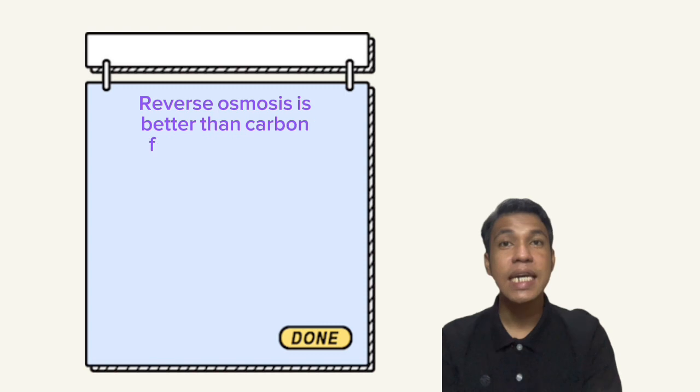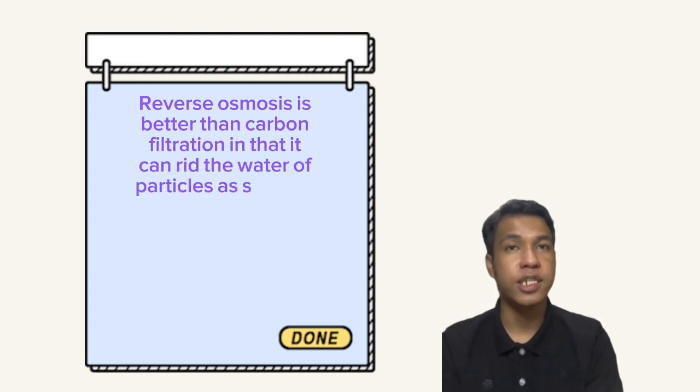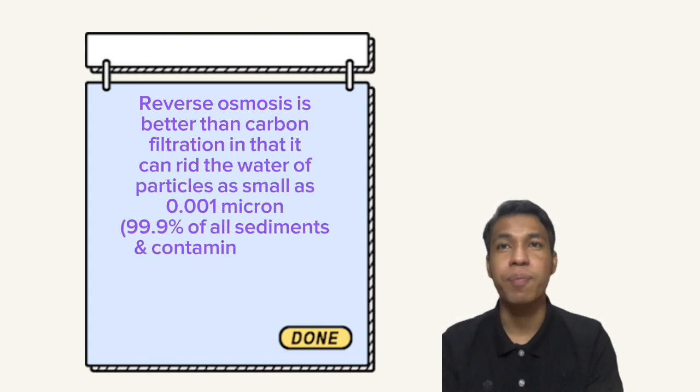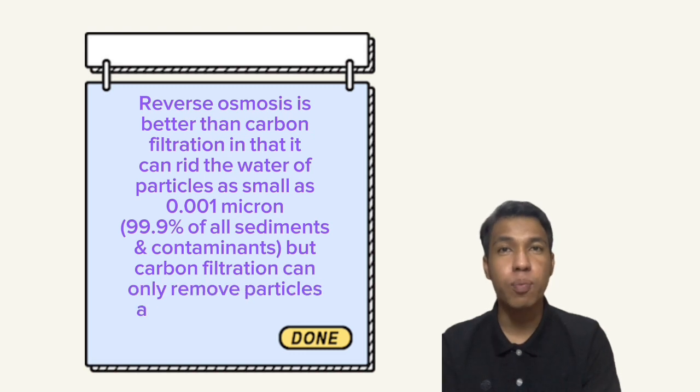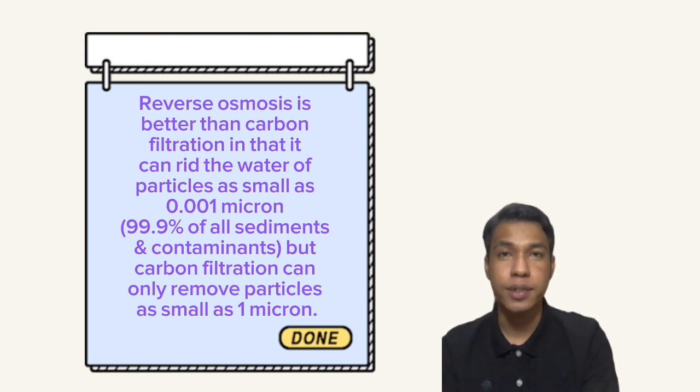Reverse osmosis is better than carbon filtration as it can get rid of particles as small as 0.001 micron, which is 99.9% of all sediments and contaminants, while carbon filtration can only remove particles as small as 1 micron.